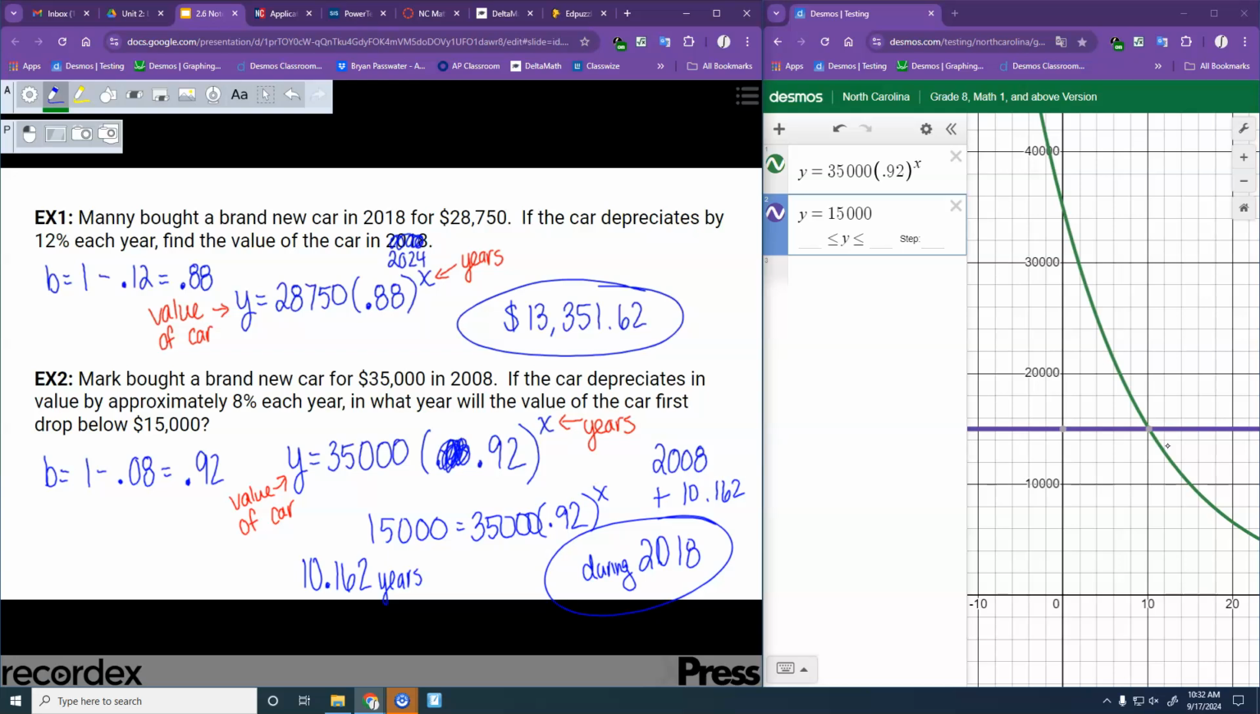Sometimes the question will be like, how long does it take? And then you could answer it with the 10. If it says in what year, it's looking for that year of the car, not the number of years. Okay, so those are very similar in setup, but just a little different in how you solve them. Okay, questions?